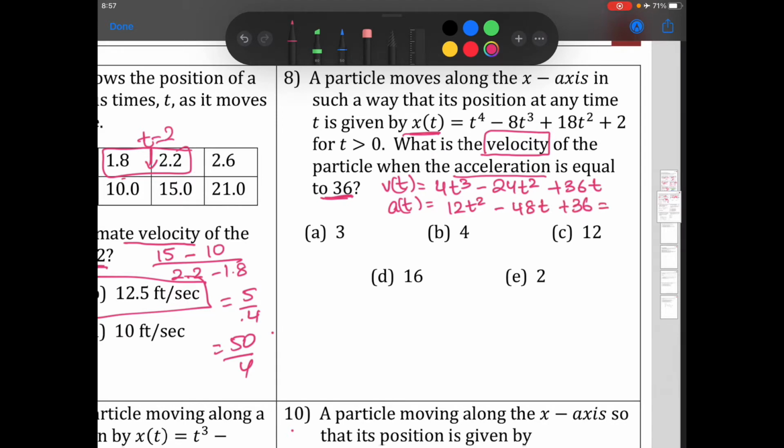I'm going to set it equal to what? It said find the velocity when the acceleration is equal to 36. So my 36 actually cancels out, and I'm left with 12t squared minus 48t equals 0. Can I factor out 12t, and I'm left with t minus 4, right? Set them equal to 0, I get t equals 0 and t equals 4. So I'm going to ignore t equals 0 because it said t is greater than 0. So what is my velocity when t is equal to 4? I'm going to do v of 4.